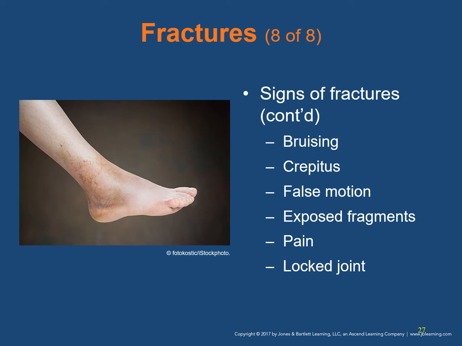Crepitus. A grating or grinding sensation can be felt and sometimes even heard when fractured bone ends rub together. False motion. Motion at a point in the limb where there is no joint. Exposed fragments. In open fractures, bone ends may protrude through the skin or be visible within the wound. Never attempt to push the end of a protruding bone back into place. And pain. A locked joint. A joint that is locked into position is difficult or painful to move.